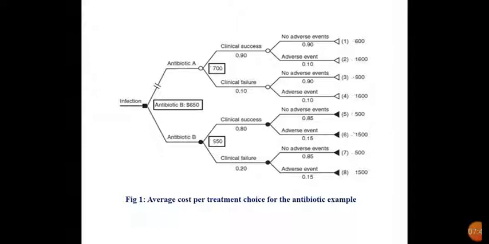Then in case of clinical failure also we have two branches, no adverse events and adverse event. So adverse event, the probability is 15%, that is 0.15. No adverse event is 85%, that is 0.85. And here also the clinical success with no adverse events cost is 500. Clinical success plus adverse event is 1500. Clinical failure with no adverse event is 500, and clinical failure with an adverse event is 1500.